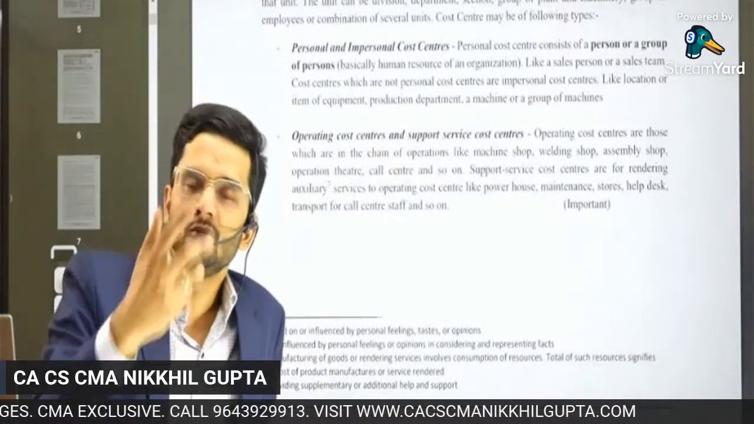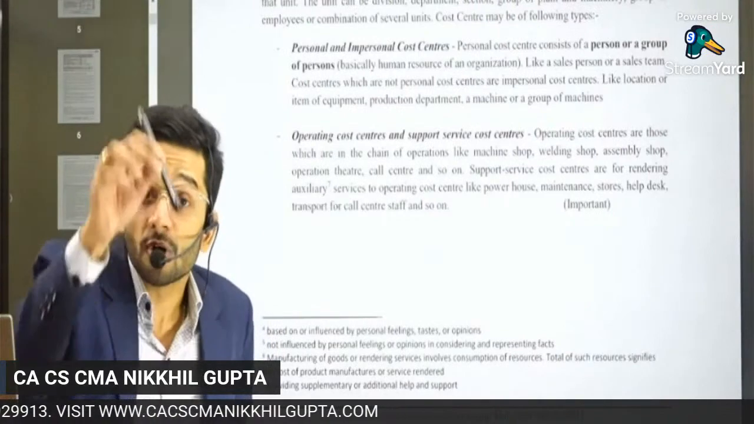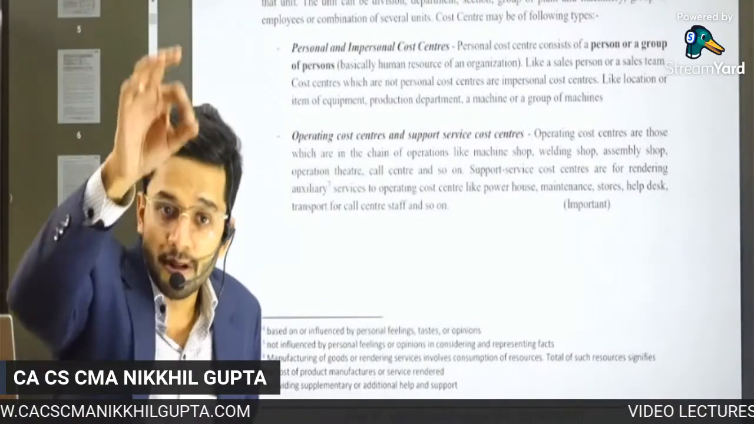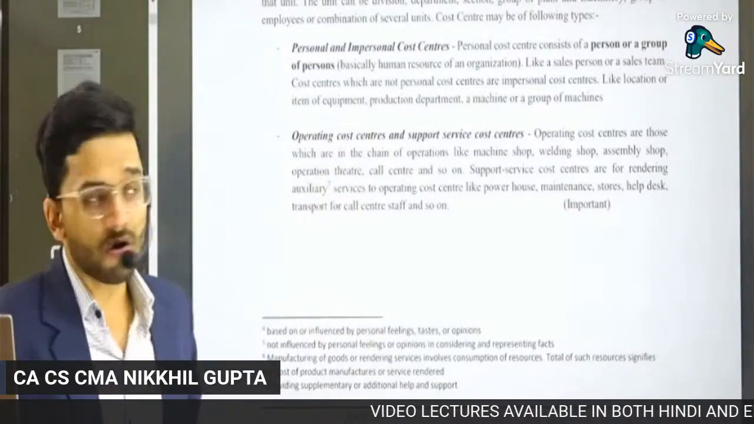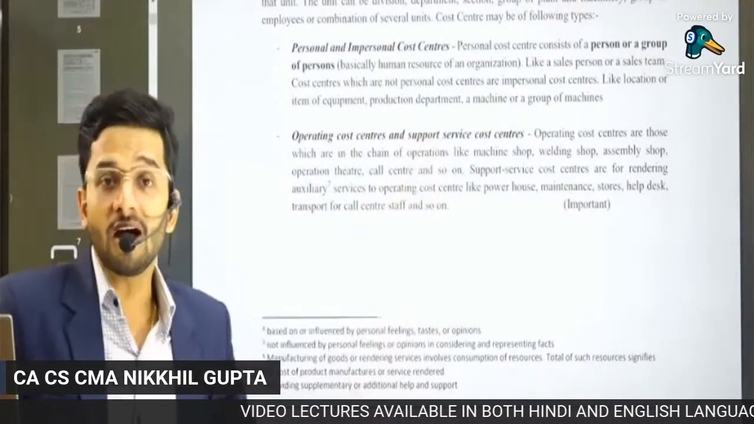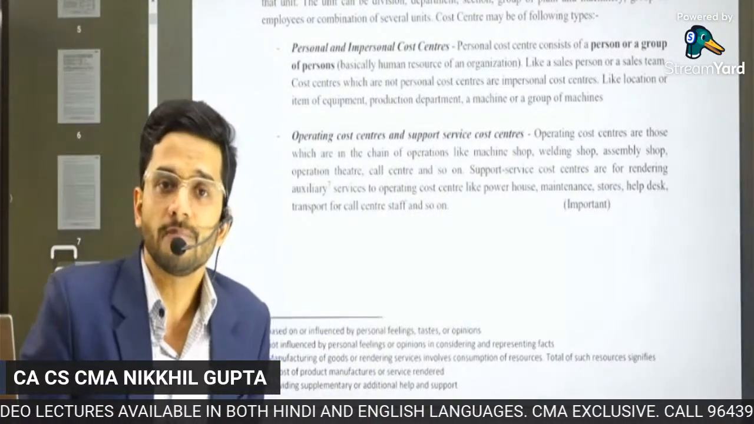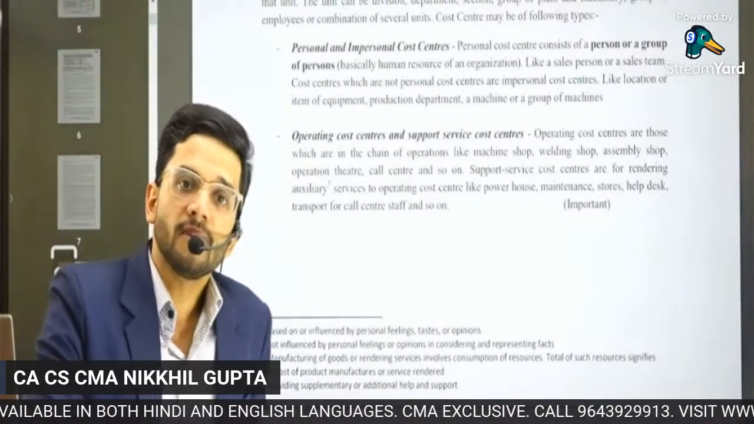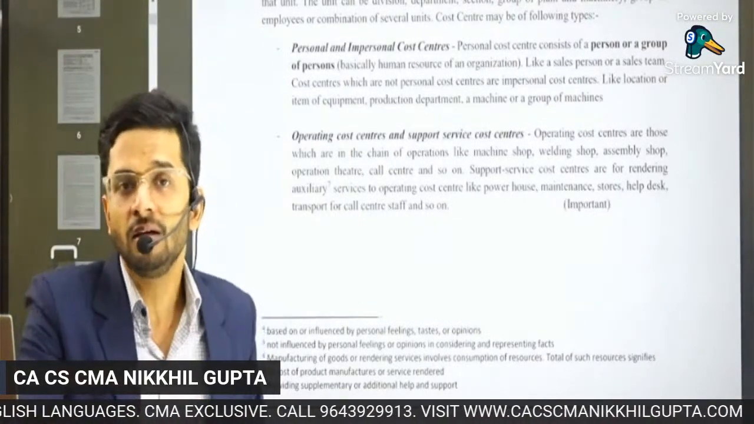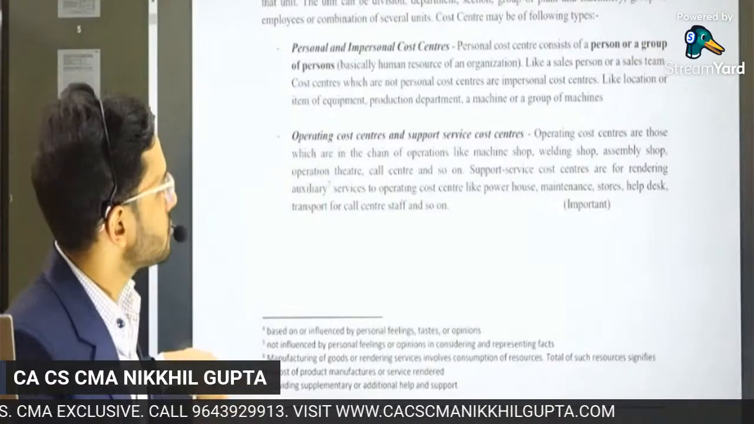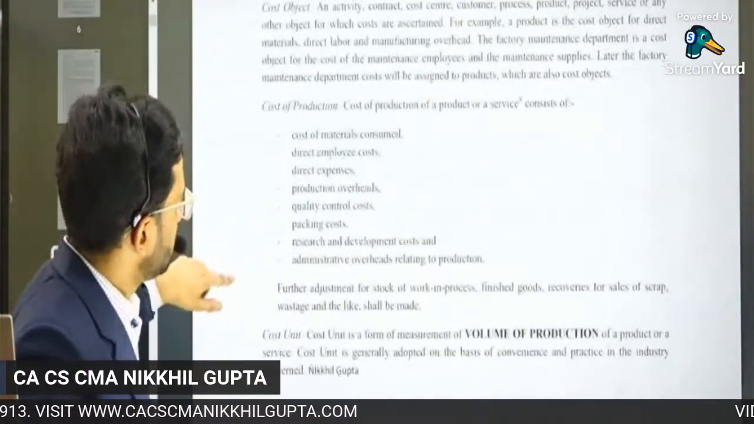Okay, then operating and supporting cost centers. I hope you must be aware of this. Some cost centers are where actual production is happening, actual manufacture is happening, actual provision of services is happening. That is known as an operating cost center. And the cost centers which are supporting those main manufacturing cost centers, like human resource, HR is a supportive cost center, finance is a supportive cost center. So any cost center which is supporting the main cost center is known as a supporting cost center. So operating cost center and supporting cost center. This is a diagram of operating and supporting cost center.